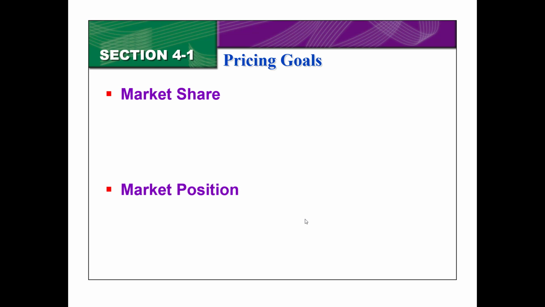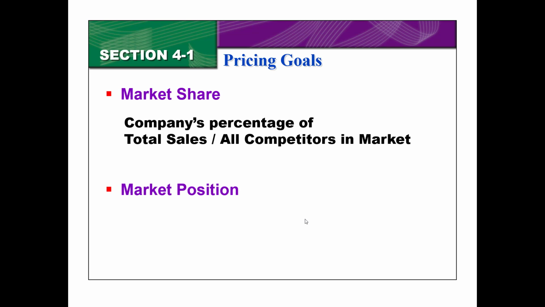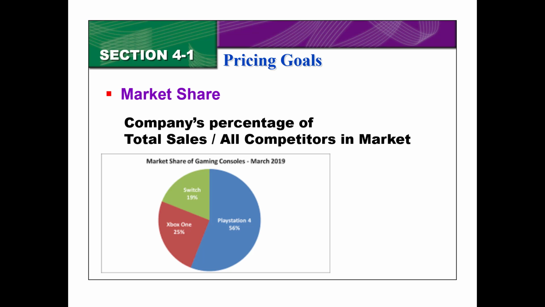When we talk about market share, it is the company's percentage of their total sales divided by all competitors in a given market. So for example, if I look at the market share of gaming consoles, I would take every single gaming console ever sold, and then I would separate that out and take each business and divide it by the total amount. So you'll see that the PlayStation 4 in March of 2019 had 56% of the total market share of gaming consoles, and the Nintendo Switch only had 19%.